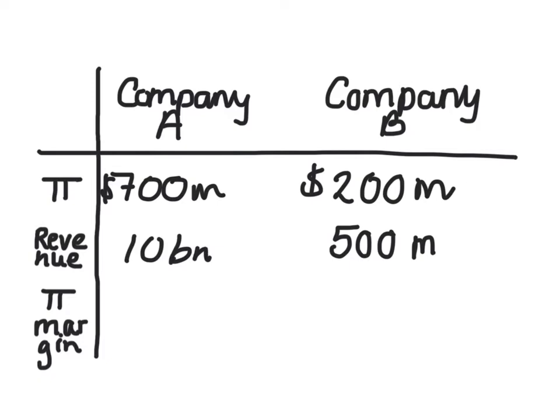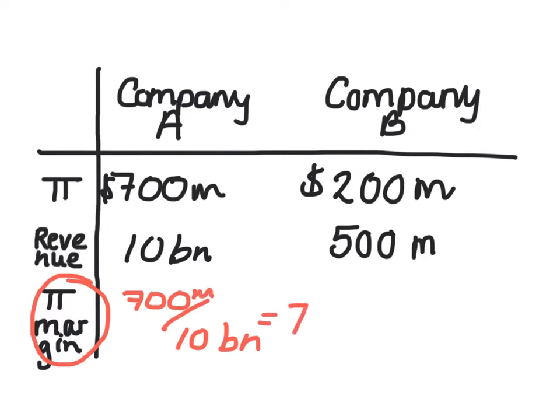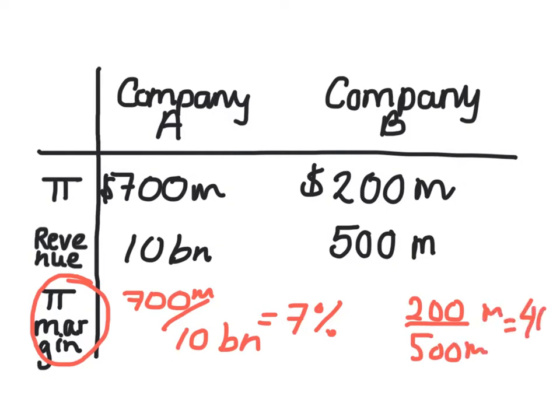We can now calculate what's called a profit margin. So a profit margin is expressed as a percentage and measures how much out of every dollar of sales or revenue a company actually keeps in earnings. So if we divide 700 million by 10 billion, we get 7%. But if we divide 200 million by 500 million, we get 40%.